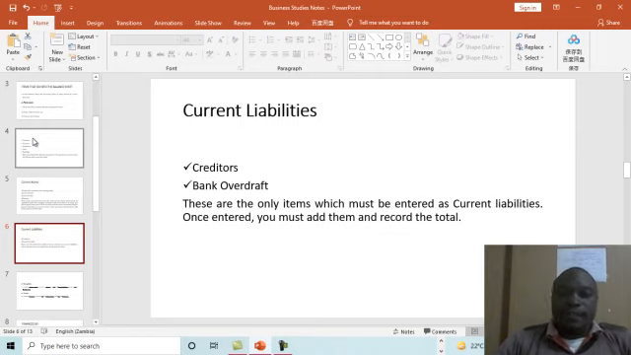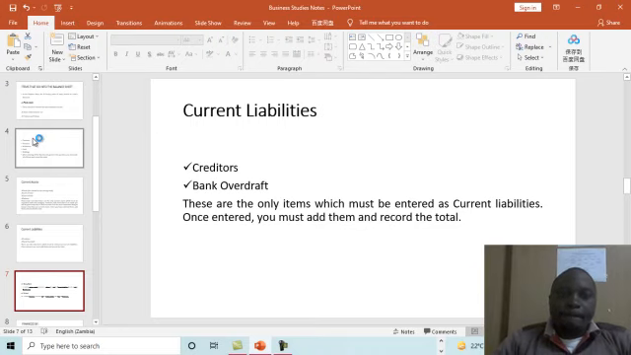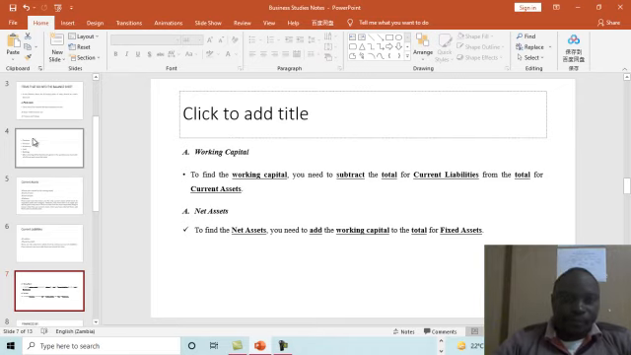Now, these are the only items which must be entered as current liabilities. Under current liabilities in the balance sheet, always enter creditors or bank overdraft, or the two if they have been given to you in the entries. Once you have entered them, add the total and record it. Now, we move to the next.